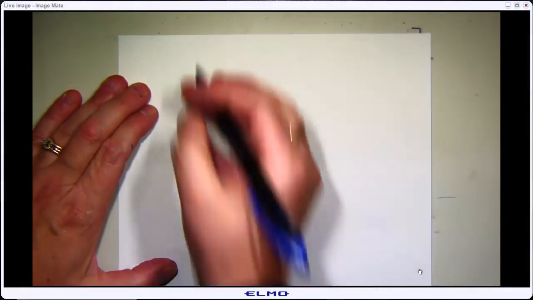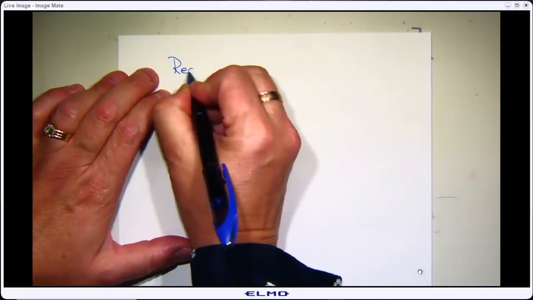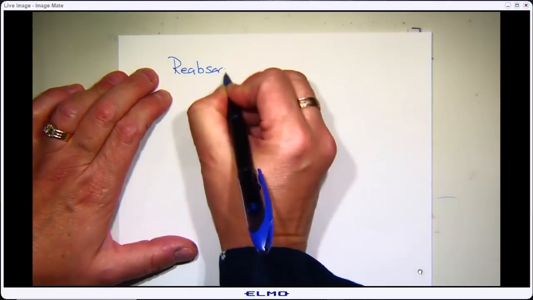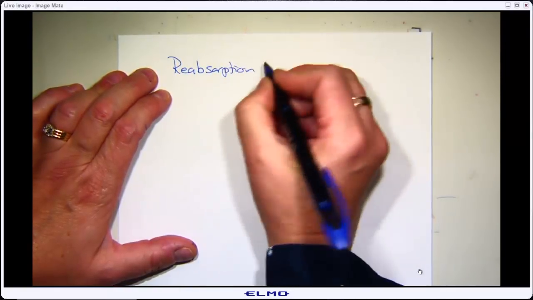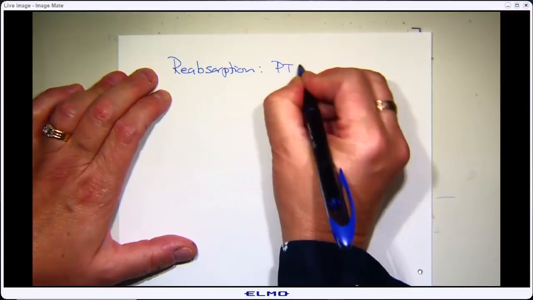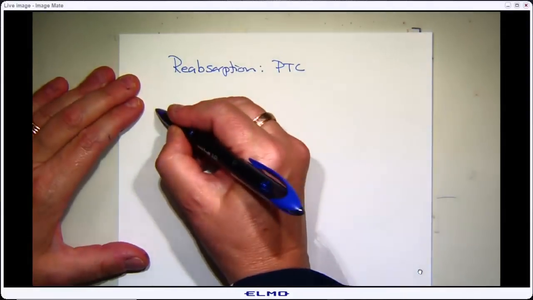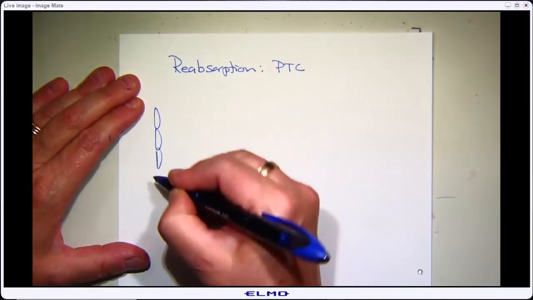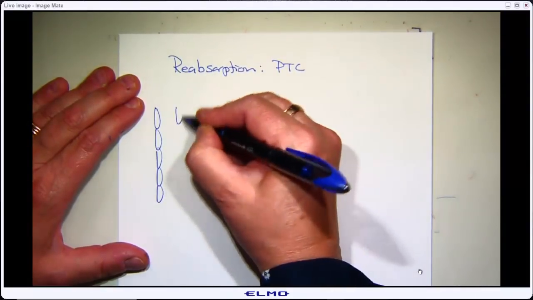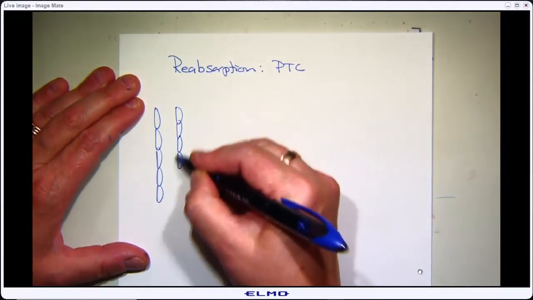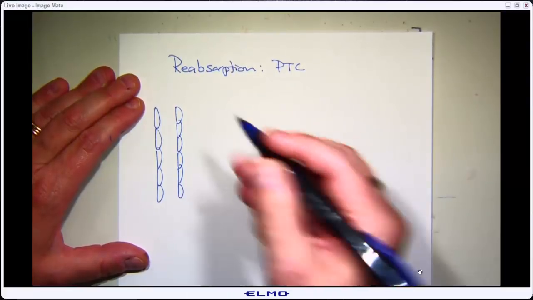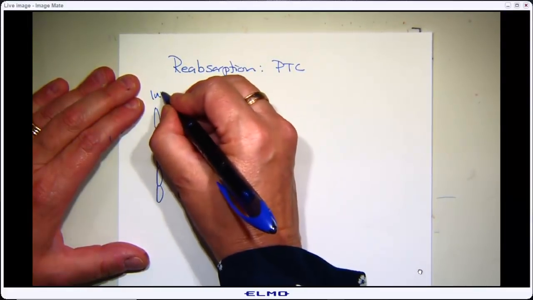So if we think about reabsorption, we're going to be thinking about reabsorption into the peritubular capillary bed, so that second capillary bed downstream of that glomerulus. If we think about just a little bit about where we are, so here's my lumen of my tubule.